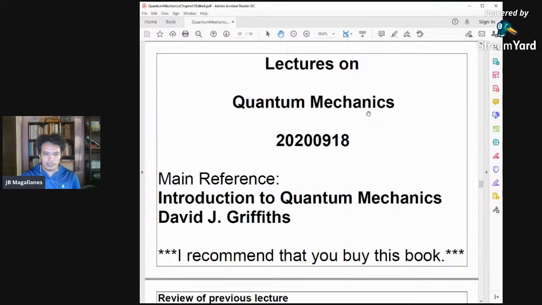Our reference is Introduction to Quantum Mechanics by David J. Griffiths. You can use any edition of this book, and I recommend you to buy this book.